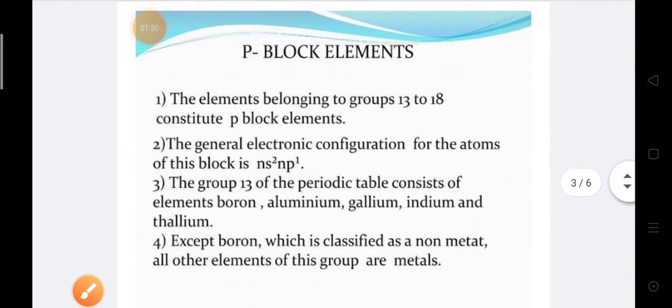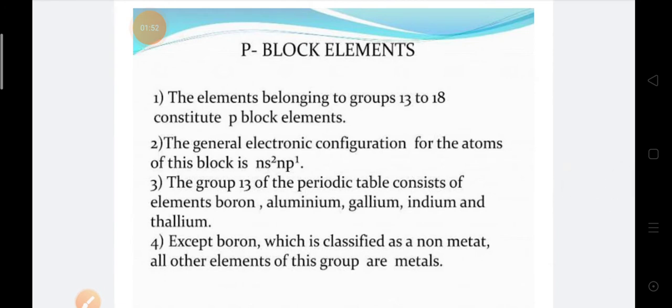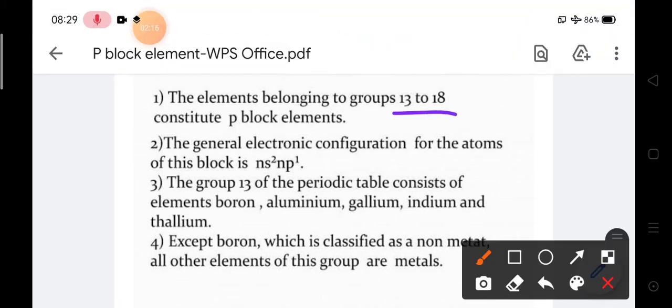So let's begin with the P block elements. What are the characteristics we are going to discuss today? This will be an introduction to the P block elements as well as some physical properties of P block elements. The P block elements belong to group number 13 to 18, as I have already said. And in our class 11 syllabus, we have only group number 13 and group number 14.